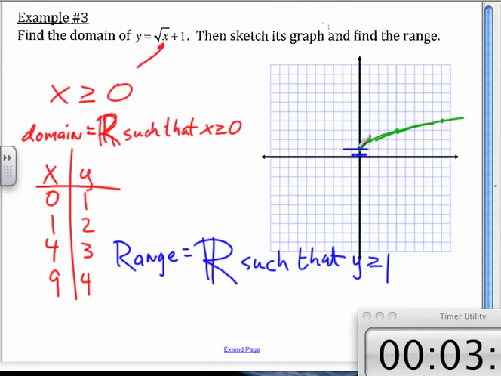And then it's going to continue to grow, right? Because when this graph goes on out to, Iowa, however far it goes, it's going to continue to increase by less and less each time, but still increasing. So there's always going to be a y value as we increase that x. But there's not one down here. There's not one below 1. All right? So the range is all real numbers such that y is greater than or equal to 1.